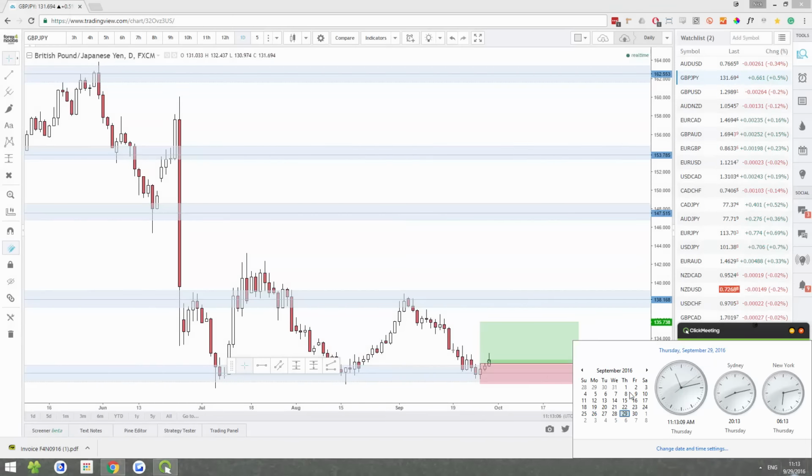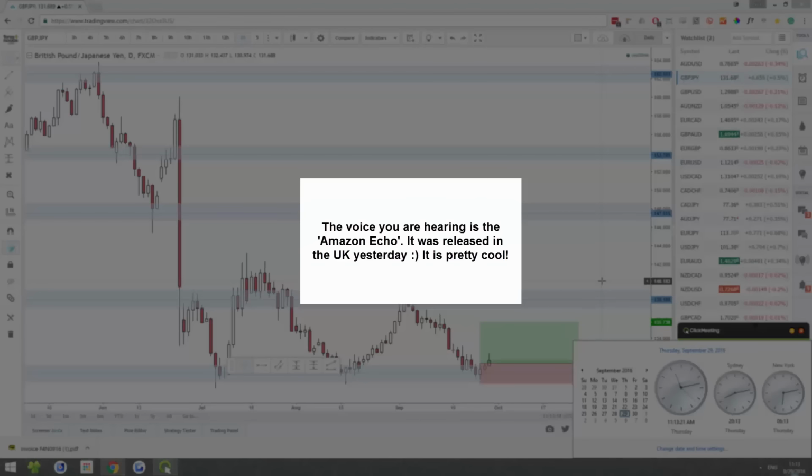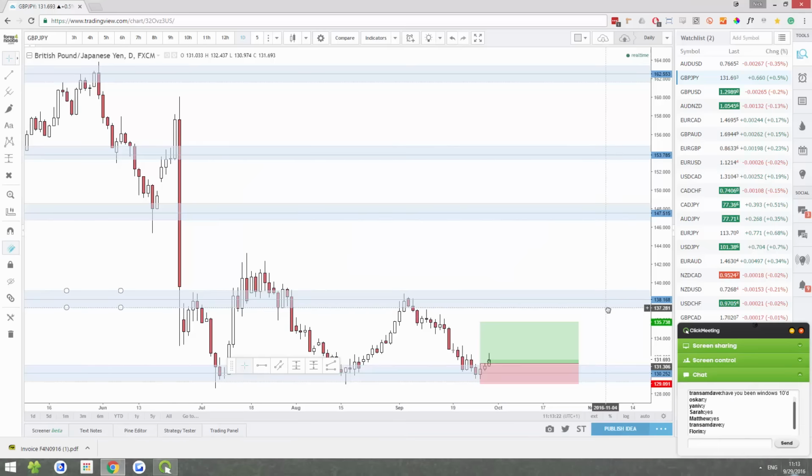Today is Thursday, the 29th of September 2016, and the time is, Alexa, what is the time? The time is 11:13 a.m. according to Alexa. Here in the UK, you're looking at a GBPJPY daily chart.